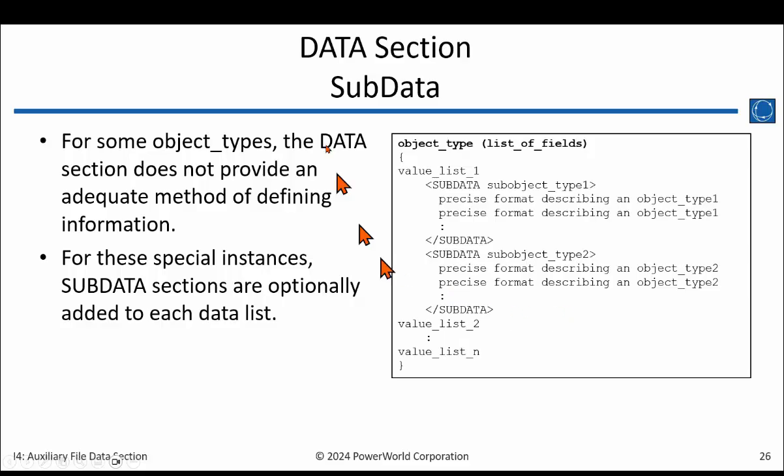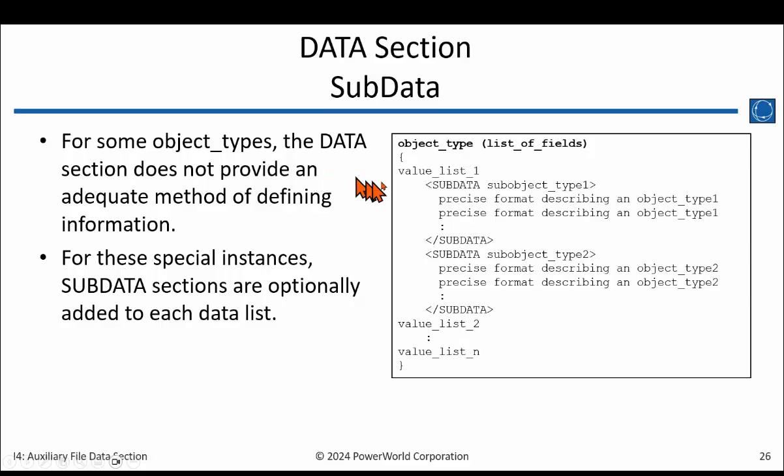Okay, the next slide introduces the concept of subdata, which we mentioned earlier when we were looking at our example file that had advanced filters in it. For some object types, the data section doesn't define everything by itself. So you either need to have subdata or have the subdata expressed as a separate object type, which Simulator does for, I think, most subdata.